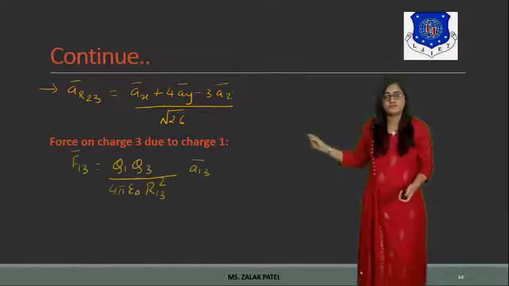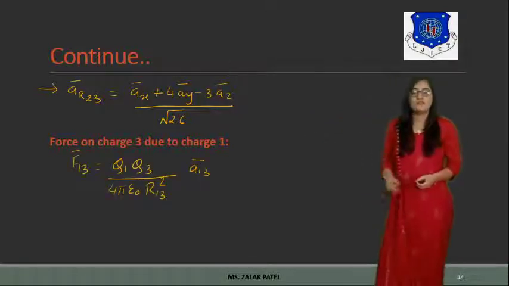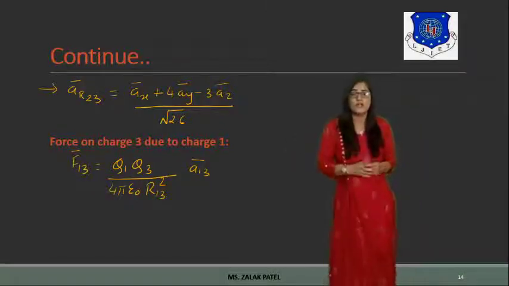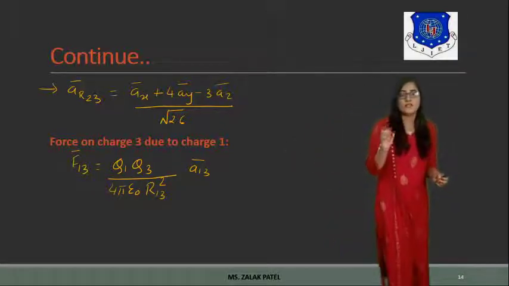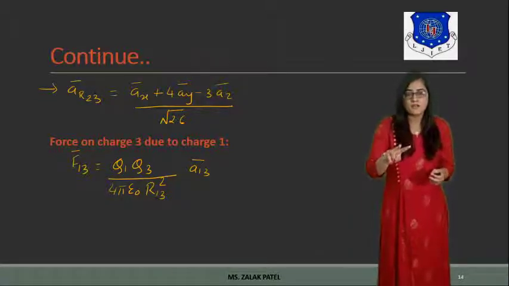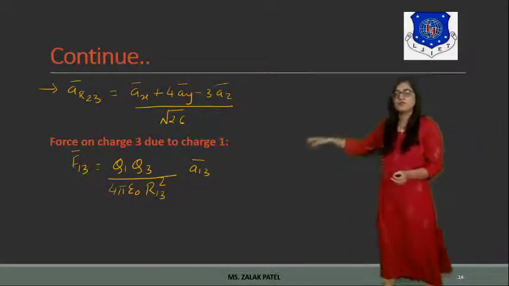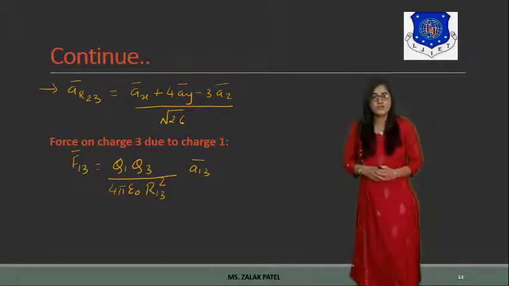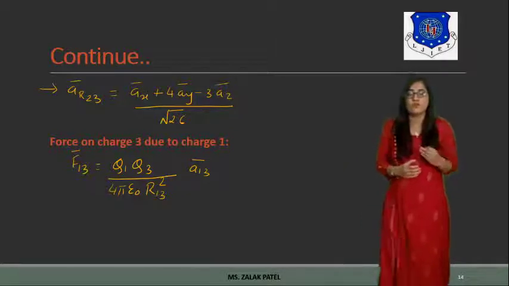So here F13 can be calculated like Q1 and Q3, because we have to find out the force on point charge Q3 due to Q1. So both point charges will be involved. In that case, you have to take the multiplication of Q1 and Q3, so Q1 Q3 upon 1 upon 4 pi epsilon 0.